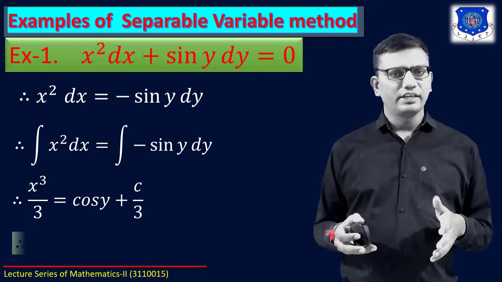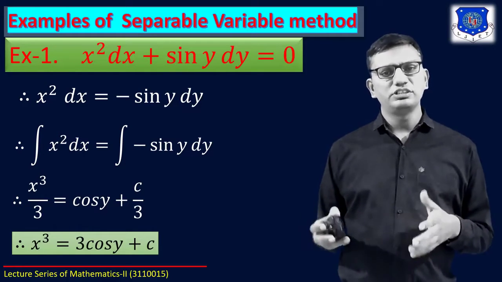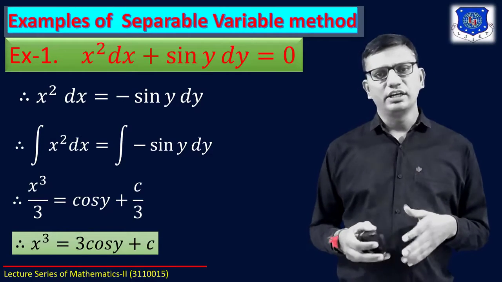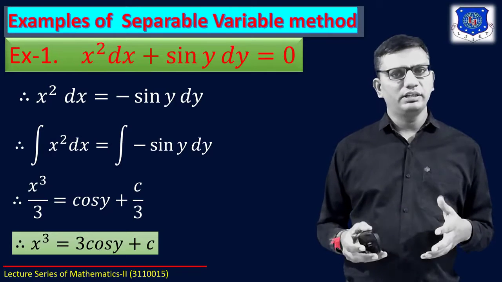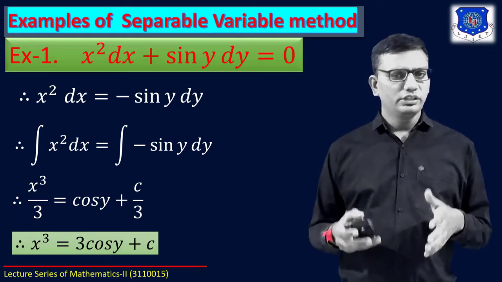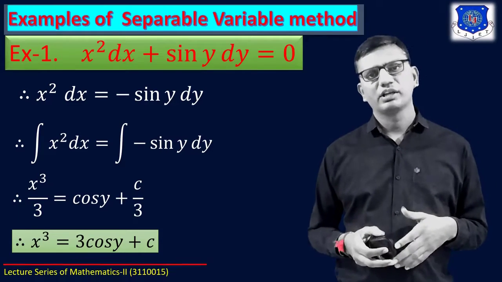Then we get x cube equal to 3 cos y plus c, which is our general solution of the given differential equation. Here c is an arbitrary constant. Remember that our equation is a first order, first degree differential equation, so in the general solution we have only one arbitrary constant.